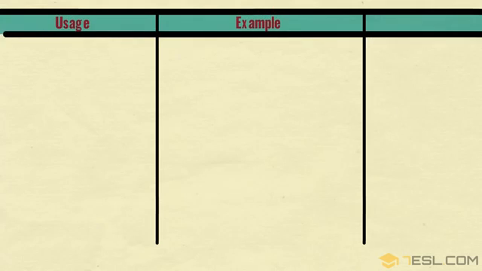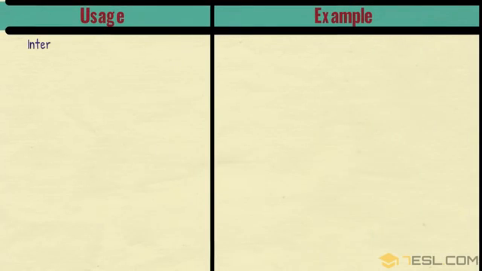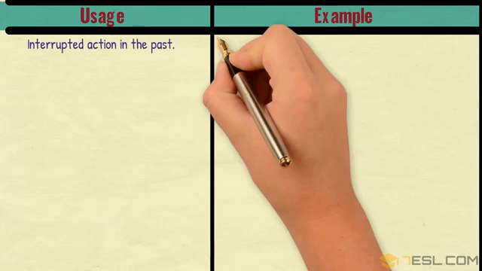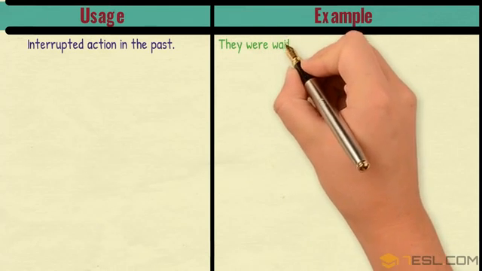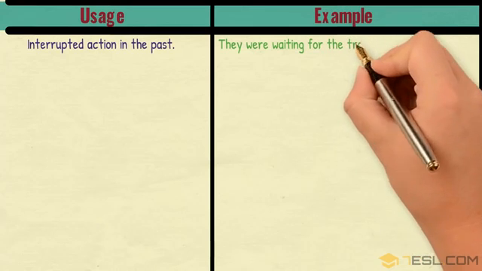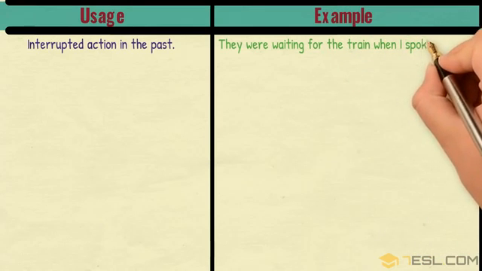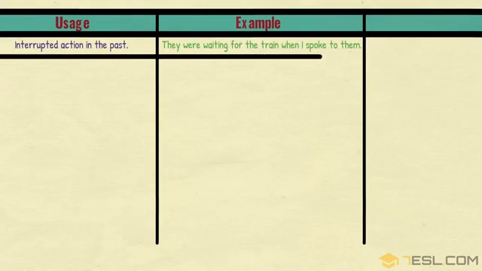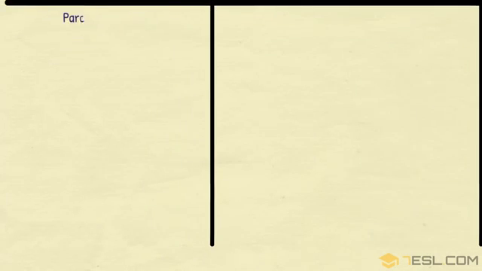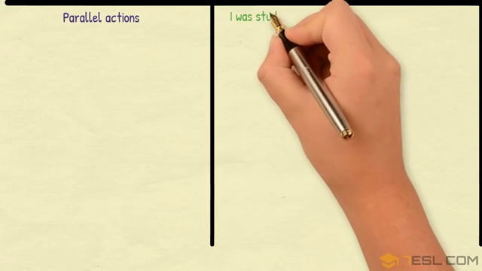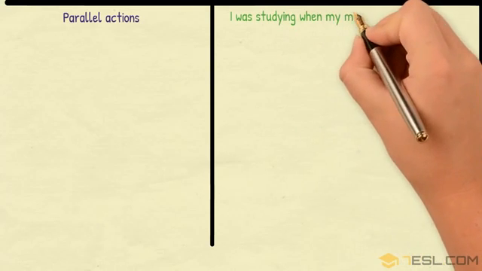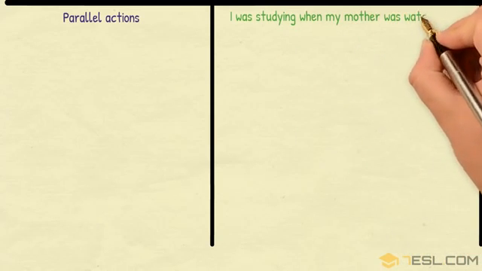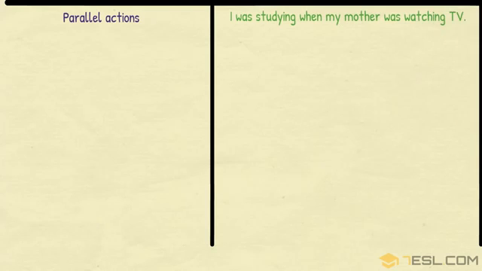Usage. Example. Interrupted action in the past. They were waiting for the train when I spoke to them. Parallel actions. I was studying when my mother was watching TV.